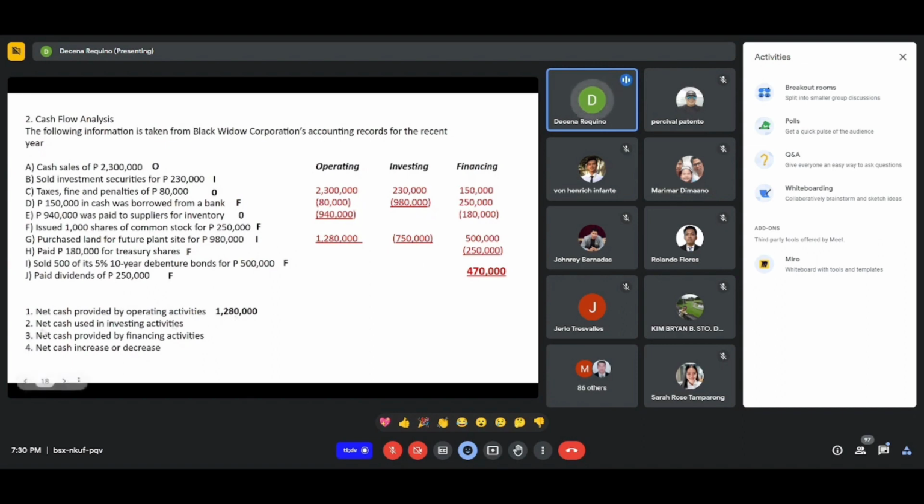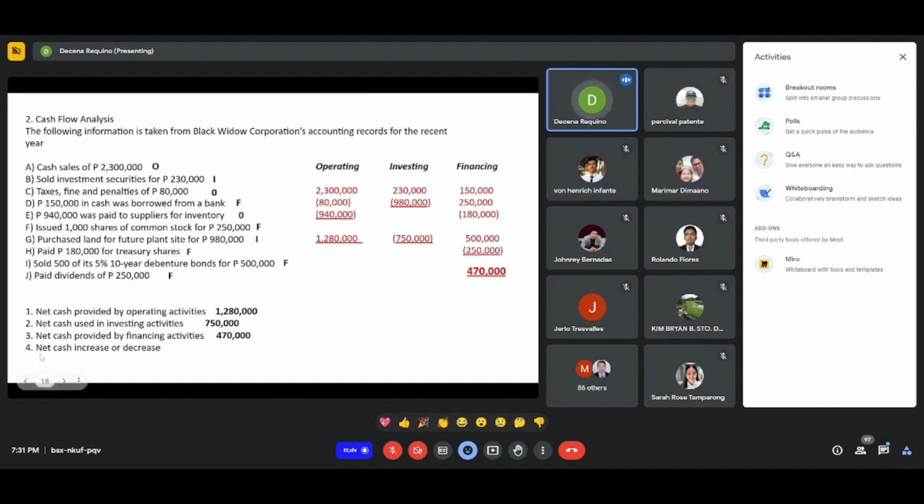Then dito naman sa number 2, yung net cash used in investing activity, yung 750. Then sa financing naman, yung number 3, net cash provided by financing activity. Since naka-positive to, provided yung tawag. So ang sagot sa number 3, 470,000.